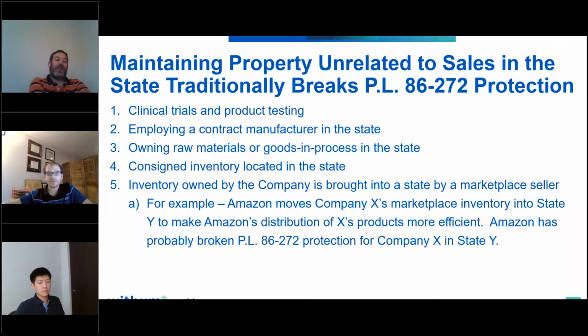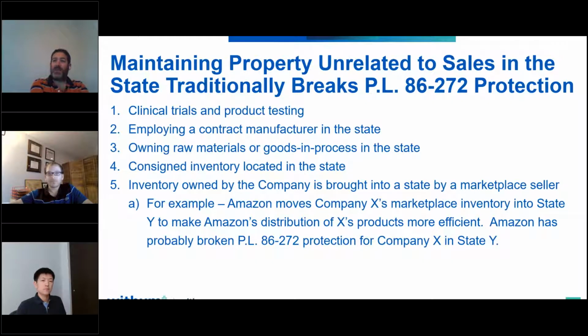Okay, so also maintaining property unrelated to sales in the state, again, traditionally breaks Public Law 86-272. Just some examples: clinical trials and product testing. Obviously very important in the pharma space. And large pharma trials where the company owns the drug that's being given away while it's in testing and trials, that ends 86272. Employing contract manufacturers in the state, owning raw materials or goods in process in the state.